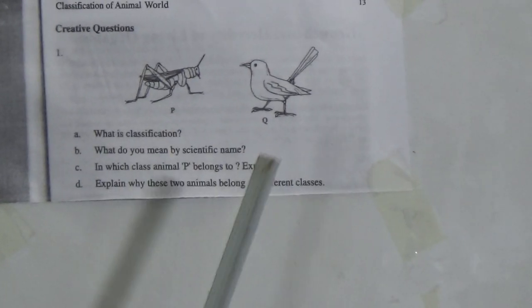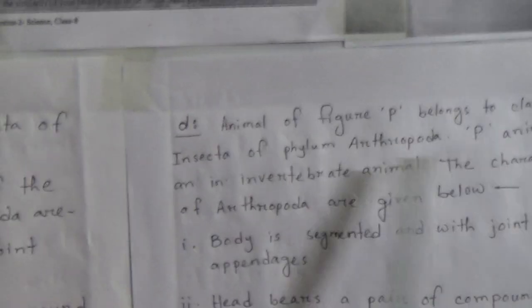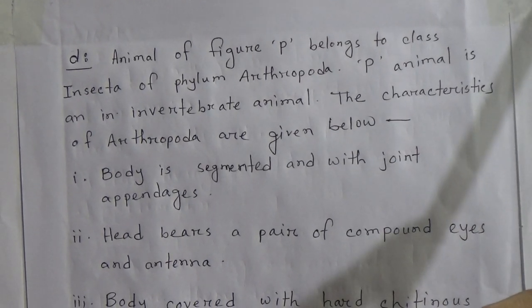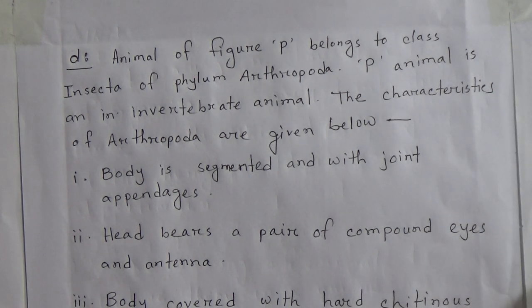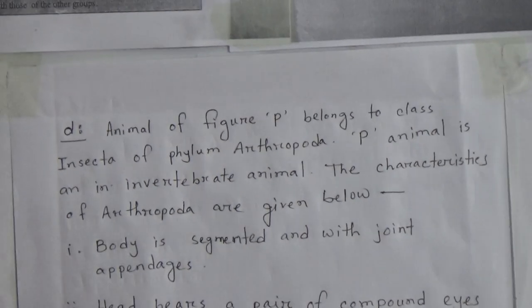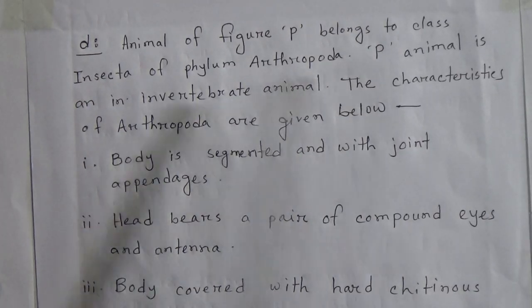My dear students, now come to question number D. Explain why these two animals belong to different classes. From the above discussion, we have already seen that animal P belongs to class Insecta of phylum Arthropoda, and animal Q belongs to class Aves of phylum Chordata. We have already discussed the general characteristics of Chordata. Now we'll discuss their characteristics. Like in our question number C, we have to write the characteristics of Arthropoda.